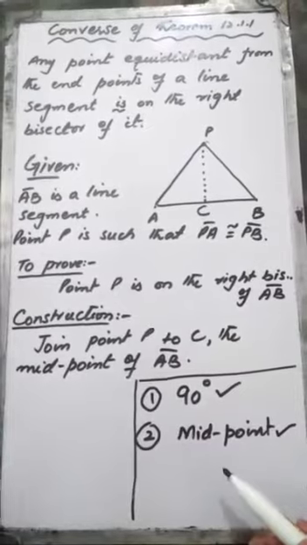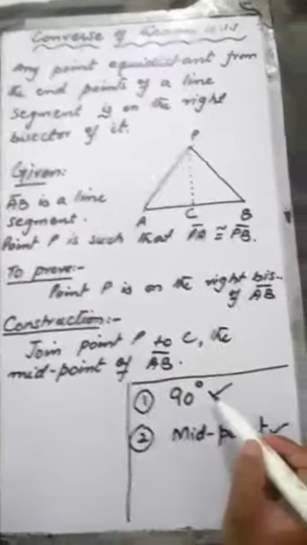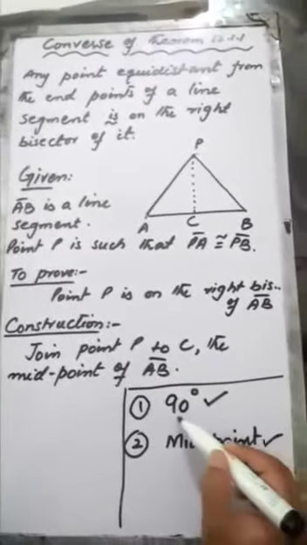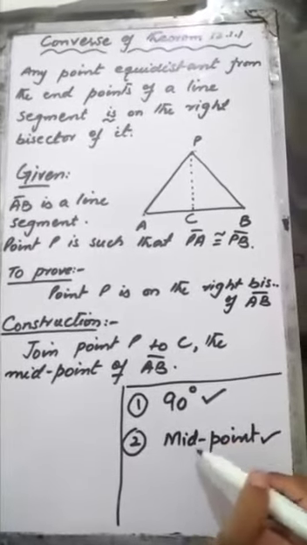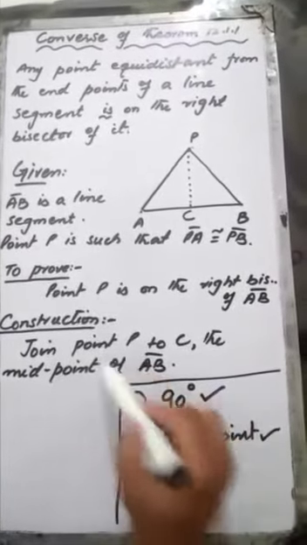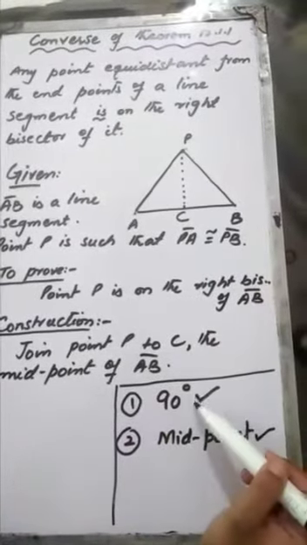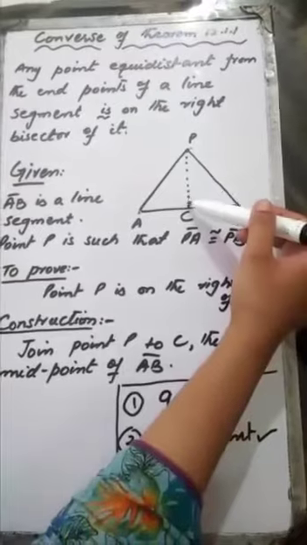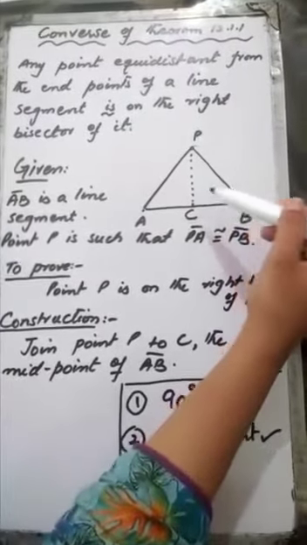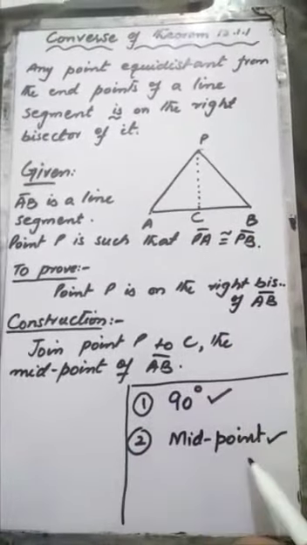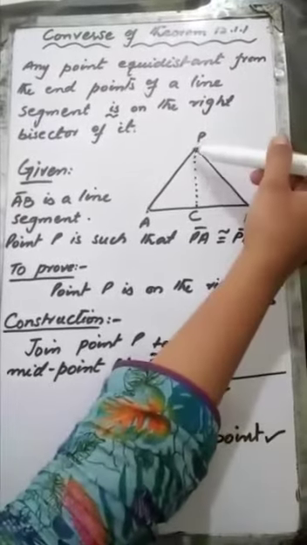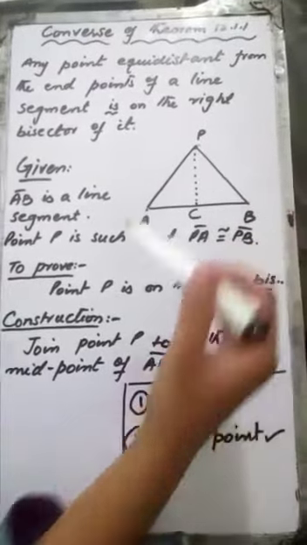I am telling you again, for the right bisector you have to prove two things. Number one, 90 degree angle. Number two, midpoint. The midpoint we have taken in construction, C is the midpoint, and the 90 degrees we will prove, that the angle at point C is of 90 degrees. So by combining these two points, we will get that point P is on the right bisector.